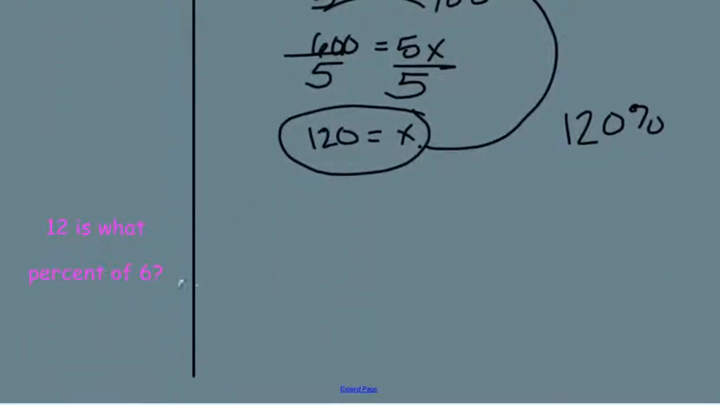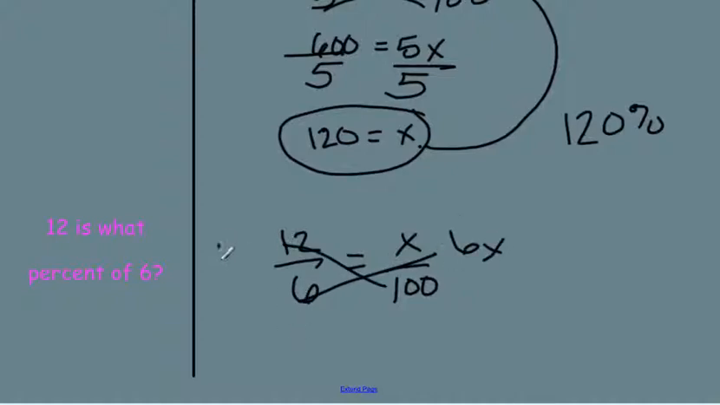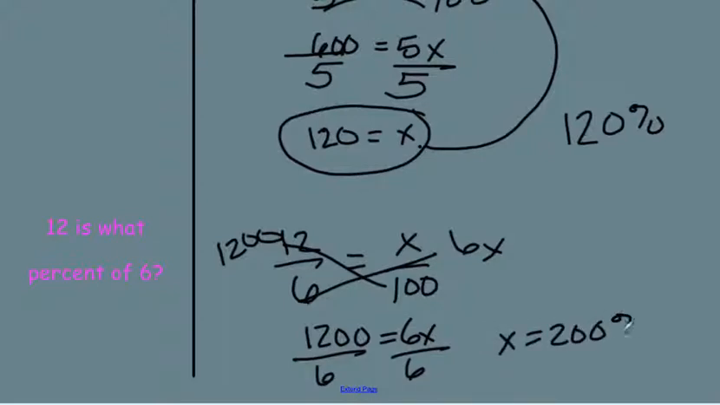12 is what percent of 6? So in this case, 12 is over 6. What percent? I don't know, over 100. I want you to make a guess right here. If 6 and 12, you know a relationship there. 6x, 1200. What do you think? Isn't that double over here? So what do you think the percent is going to do? So I'm going to divide both sides by 6, and x equals 200%.